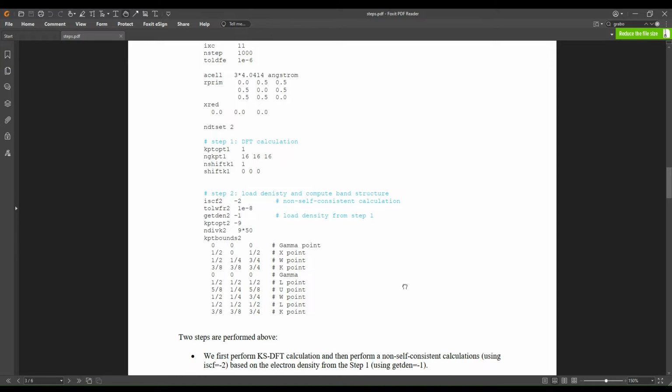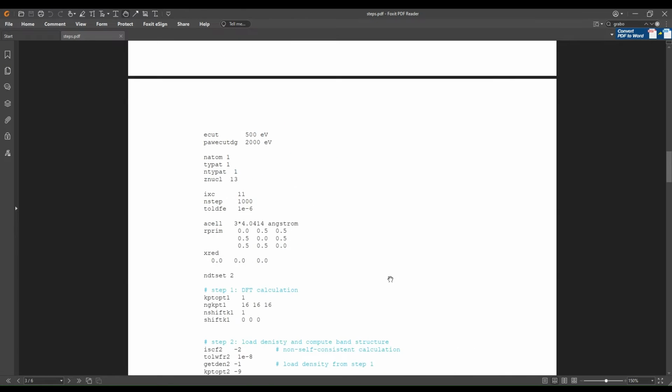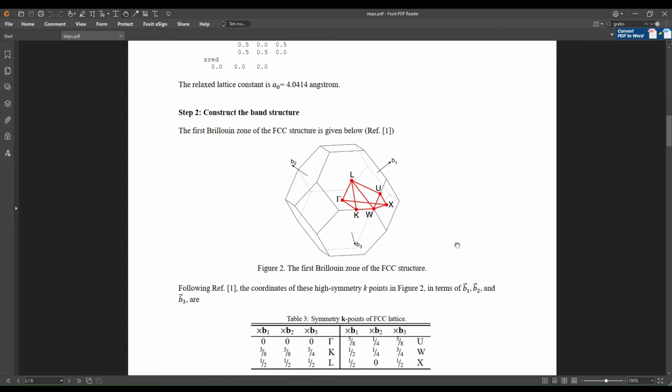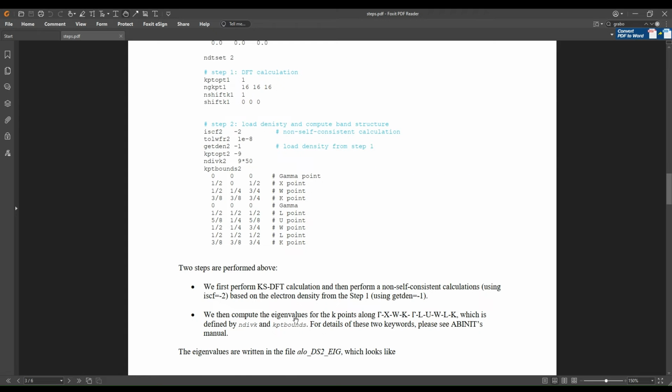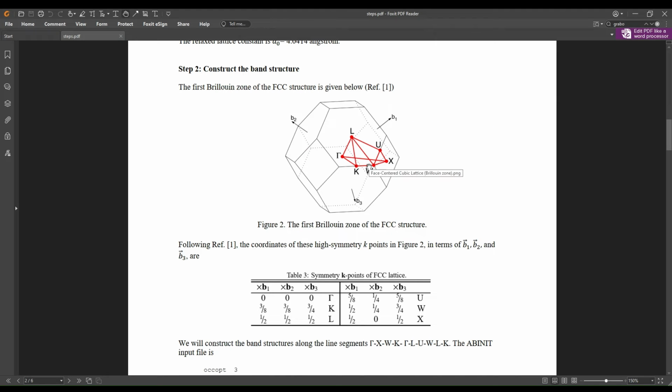And so two important keywords for constructing the band structure are ndivsm and kptbounds. You can look them up in detail on the Abinit website. So basically ndivsm determines the resolution of the calculations along each line segment on these red lines. And these kptbounds define each point along the line segments.